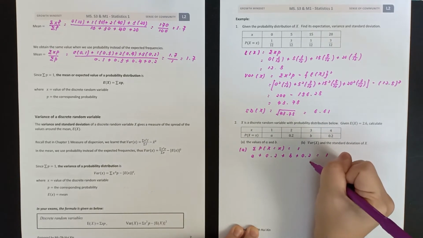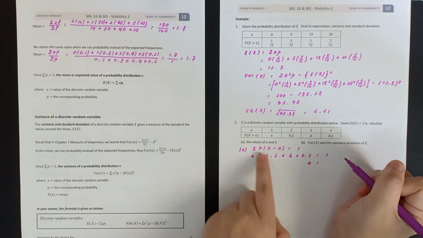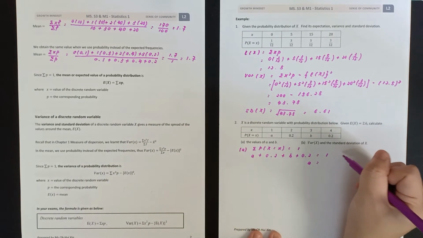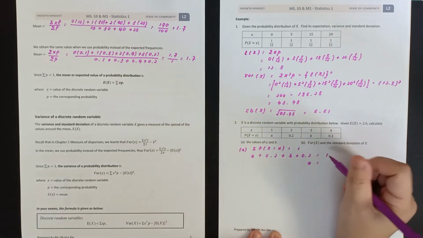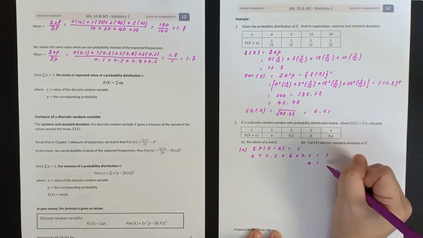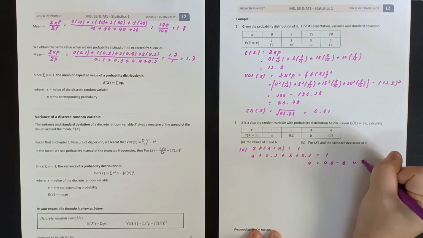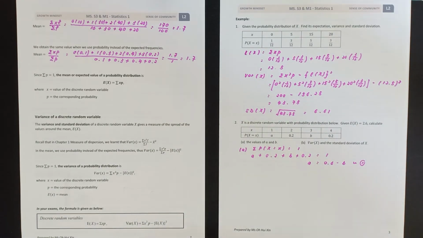So let's try to do this. a = 1 - 0.2 - 0.2 - b, so when you move it over you get 0.6, and you move b over there, so you have a = 0.6 - b. So this is your first equation. Then move on to the second equation that you will need.